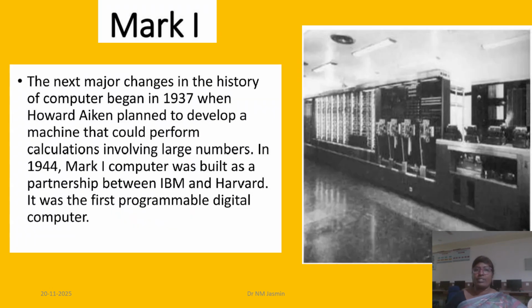The last machine that you see is the Mark I. The next major changes in the history of the computer began in 1937 when Howard Aiken planned to develop a machine that could perform calculations involving large numbers. In the year 1944, the Mark I computer was built as a partnership between IBM and Harvard, and it was the first programmable digital computer. So that's all about the history of the computer.